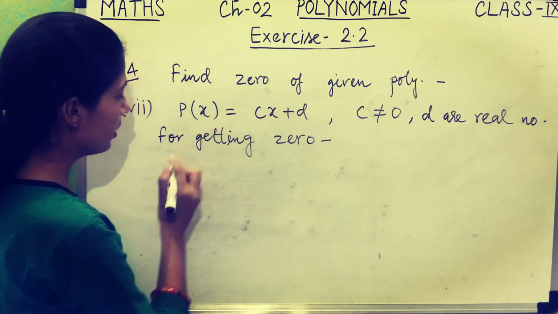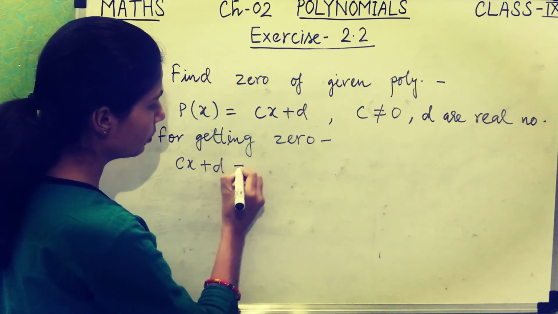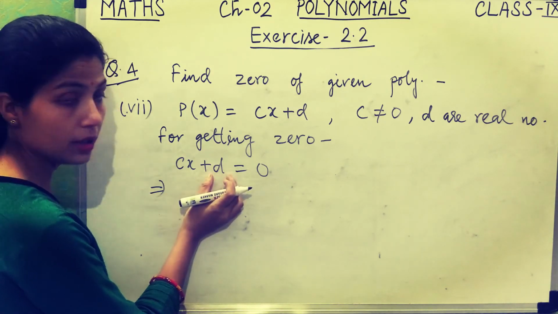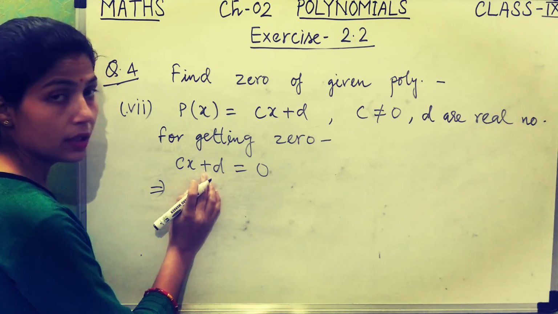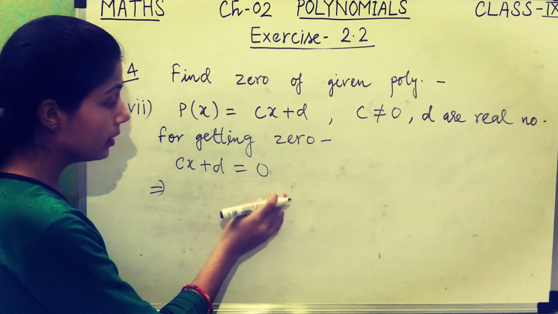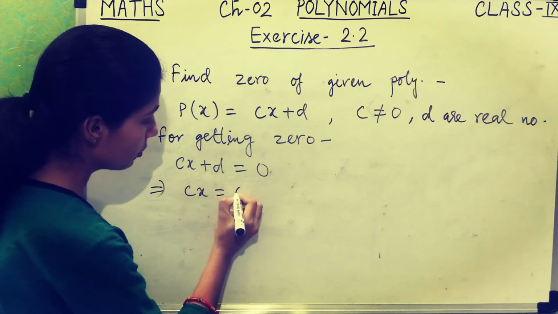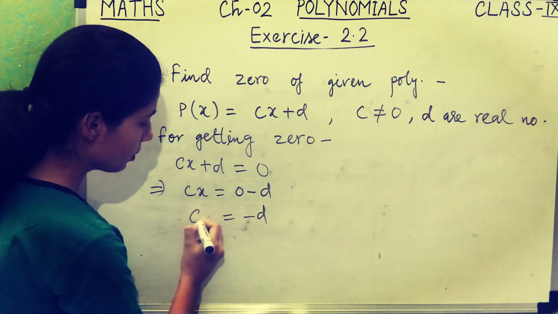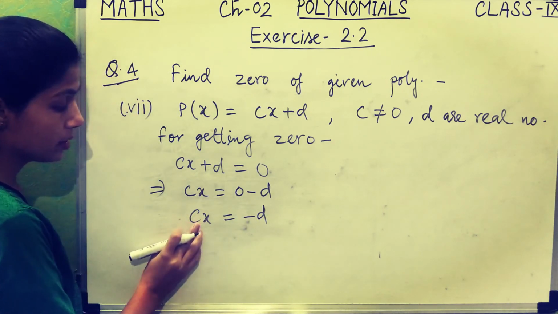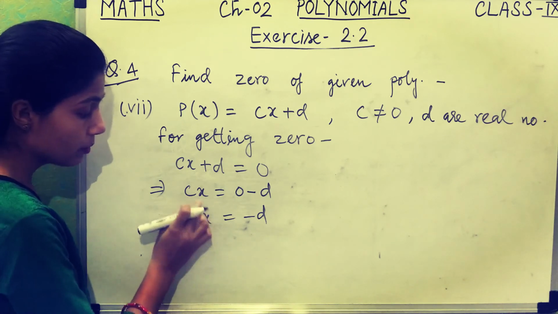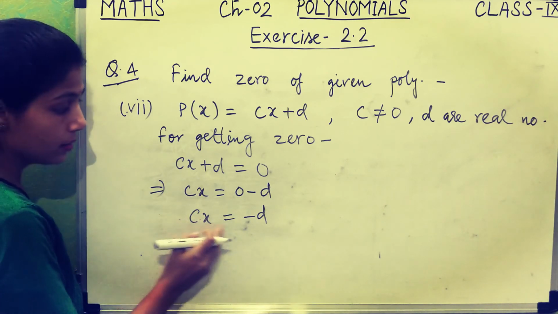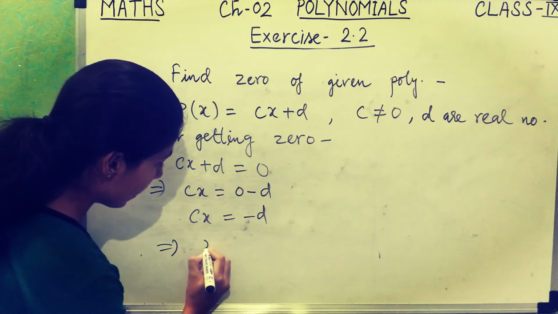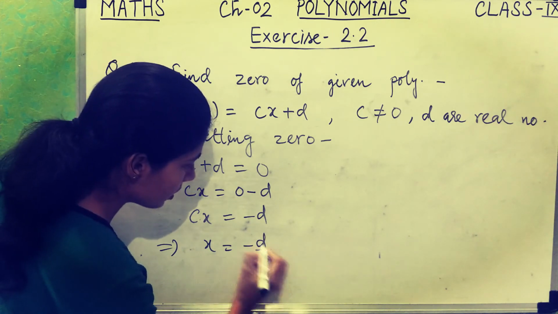We have to equate this cx + d with 0. Okay, now transpose one by one. First this d, you have to transpose here. This is being added, so on the other side it will be subtracted. So cx = 0 - d, and 0 minus d is minus d. So cx = -d. Now this c is also there, so we have to remove it by transposing. Here it is multiplying, so on the other side of the equal sign it will be divided. So x = -d upon c.